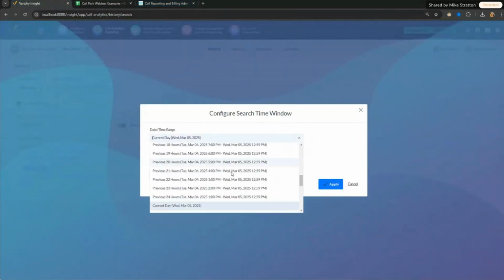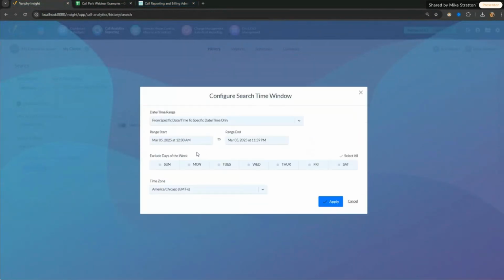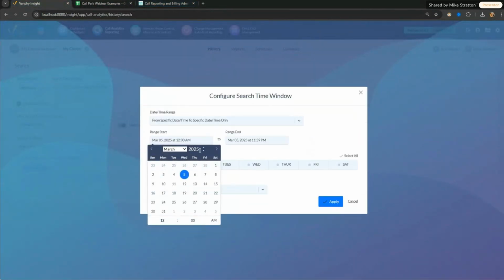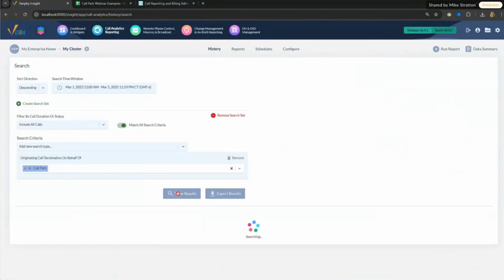So we can go back, and let's go back way far back, and we'll run a quick search. And this will pull back basically every call that was parked within my database. I think there's a few hundred. We'll let it run in the background.